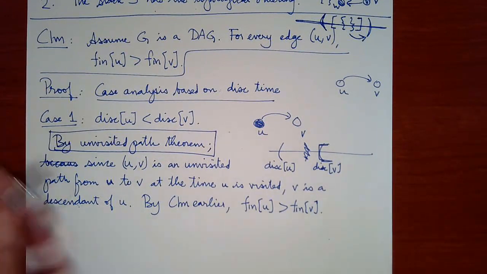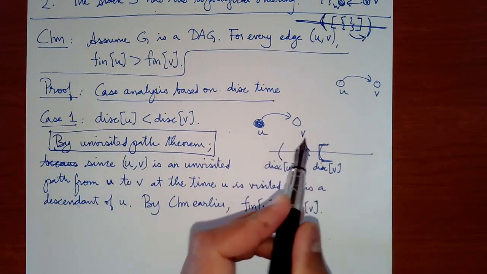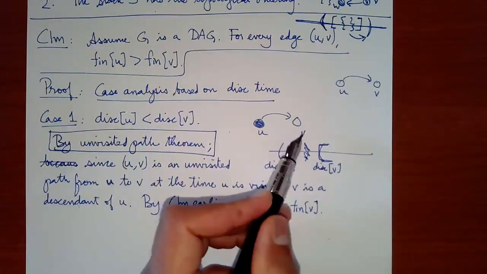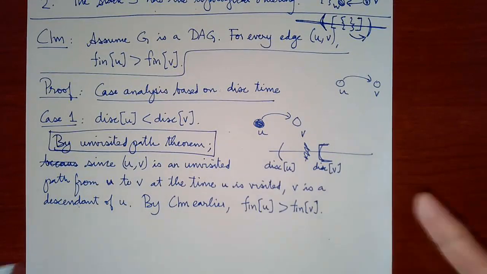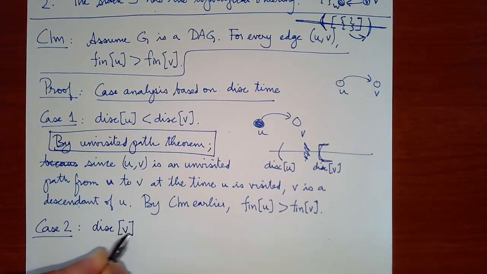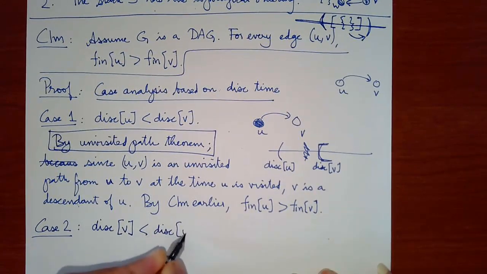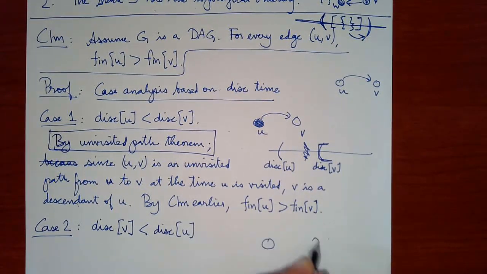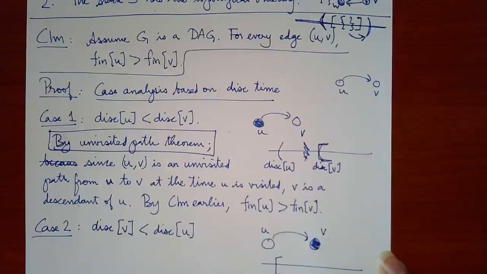Okay, so now let me continue. This is in case 1, when the discovery time of U is less than the discovery time of V. The white path theorem tells you V is a descendant of U, and hence the finish times are going to have the right order: V is going to finish before U. So case 2 is that the discovery time of V is less than the discovery time of U. Okay, so now this is the discovery of V, and this is the discovery of U. Okay, now what?